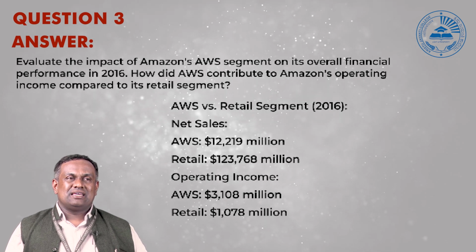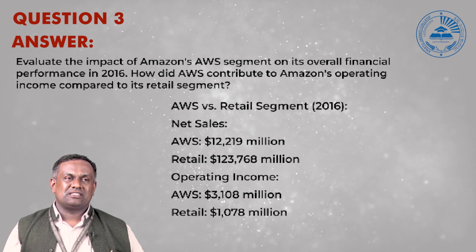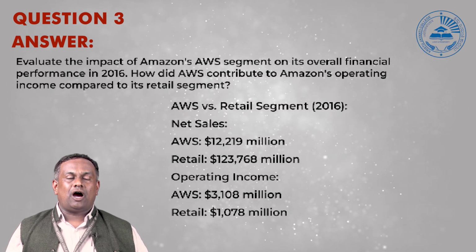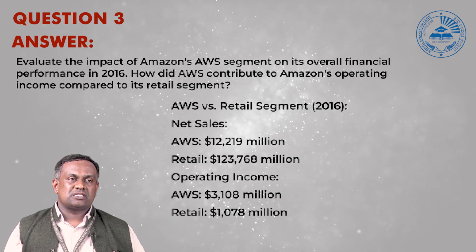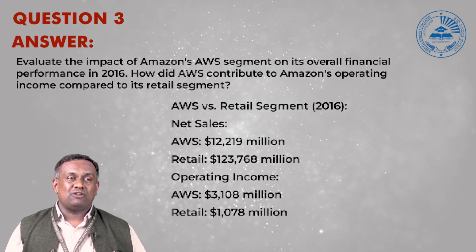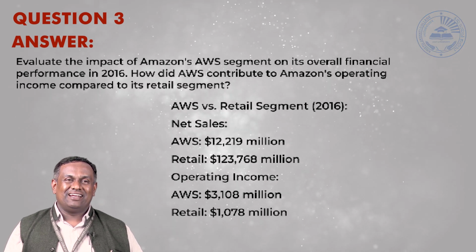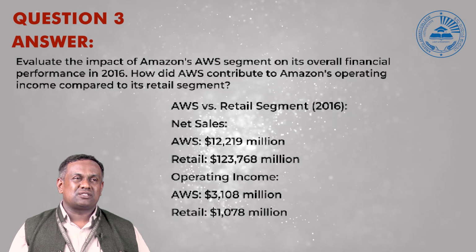Net sales are 12,000 for Amazon Web Services, and retail is 123. Then operating income is 3,008 for web services and retail is 1,048. Can you see this operating income is totally different from the net sales? So what is the impact and evaluation? How are we going to evaluate this?